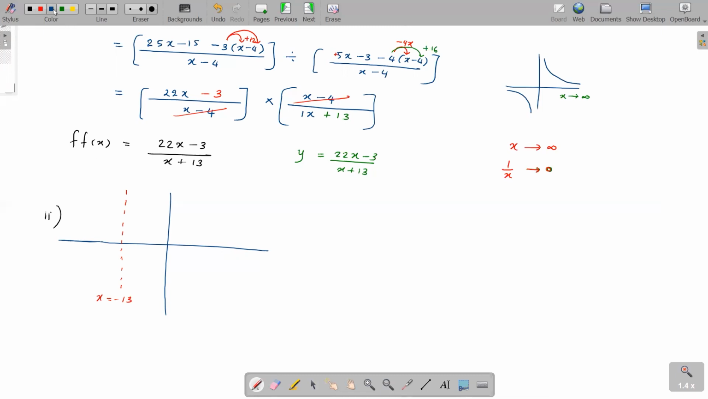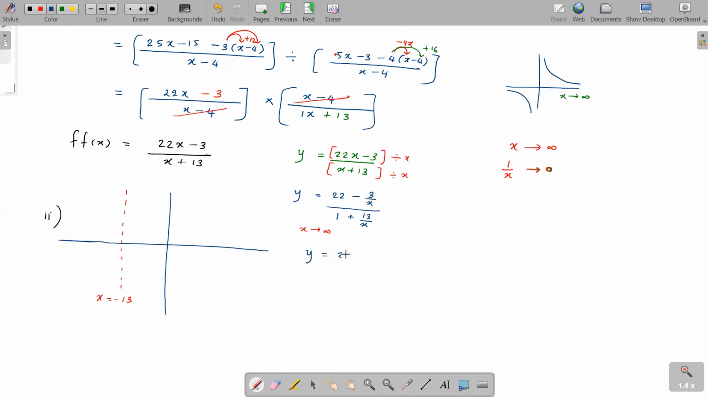So when you get like this, if you're not comfortable with this, you can definitely make x the subject and do it. Okay, so what I'll do here is I'll divide everyone with x. So what I'm doing, I'm dividing everyone with x. What do I get here then? 22x divided by x is 22. Minus 3 divided by x is 3 over x. X divided by x is 1, plus 13 divided by x is 13 over x. Are you with me? Now we'll send x to infinity. What happens when x goes to positive infinity?